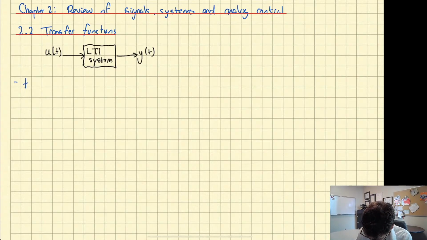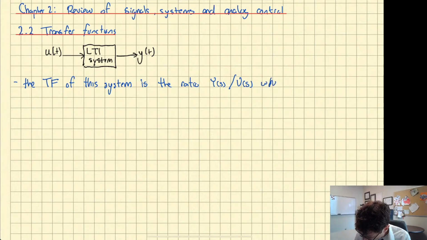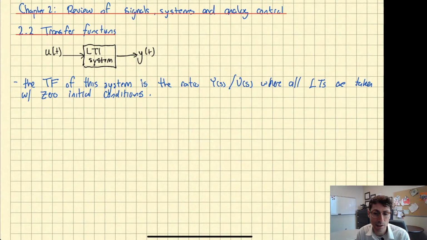So, the transfer function of this system is the ratio Y of s over U of s, where all Laplace transforms are taken with 0 initial conditions. So what does that mean in terms of what I said before with the black box? I give you that black box. What you do is you let it sit for a while, make sure everything is at rest, nothing is happening with the black box. You apply your input, measure your output, take that ratio, transfer function.